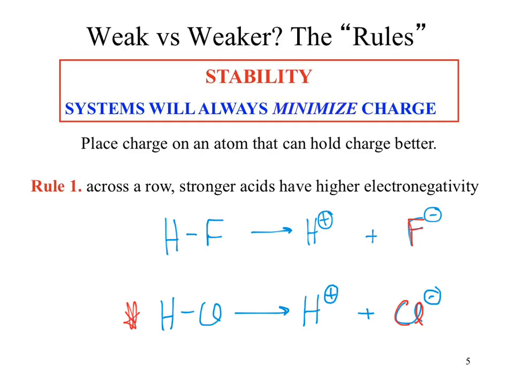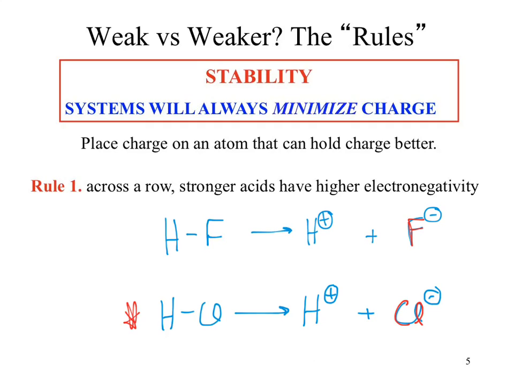If we go back to rule number 1, we said stronger acids have a higher electronegativity. Go to your periodic table. Which element has a higher electronegativity, fluoride or chloride? See how many of you remember your trends. Fluoride. Electronegativity increases across a row and up a column. Fluoride is the most electronegative element on our periodic table.